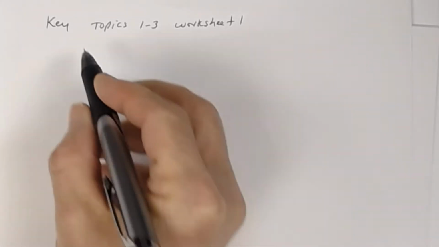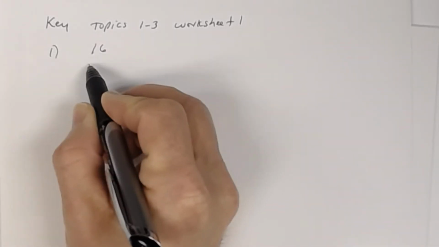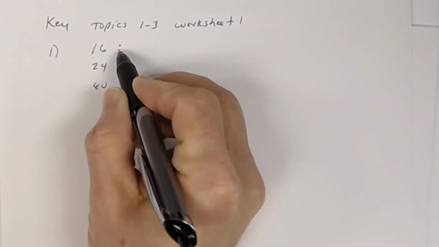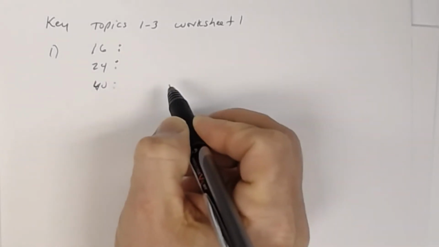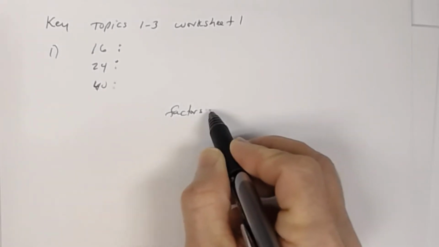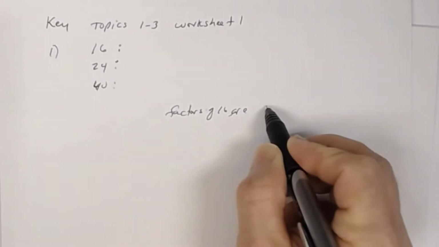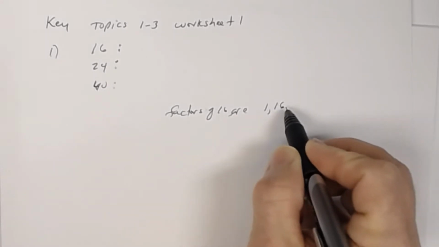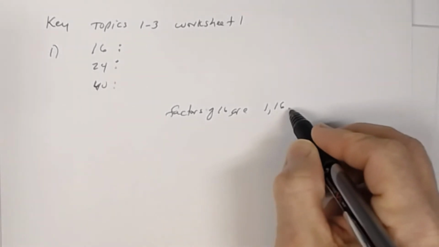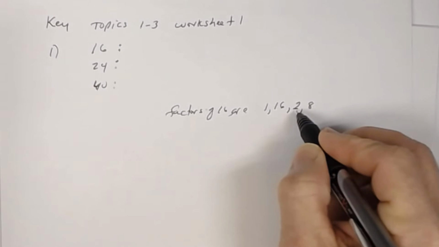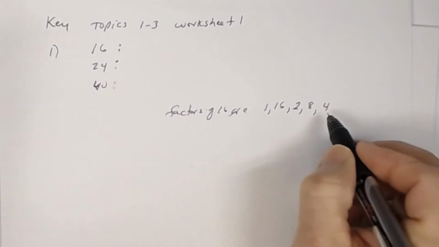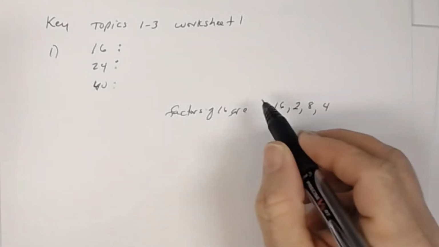So what I would do there is I would look at 16, 24, and 40. And what I would do is list the factors of each of those. Okay, so for example, the factors of 16 are 1 and 16, because 1 times 16 is 16. So 1's a factor of 16, 16's a factor of 16. Then we could say 2 times 8, so 2 is a factor of 16, 8's a factor of 16. Then 4 times 4, but we only list 4 once. 4 is a factor of 16.